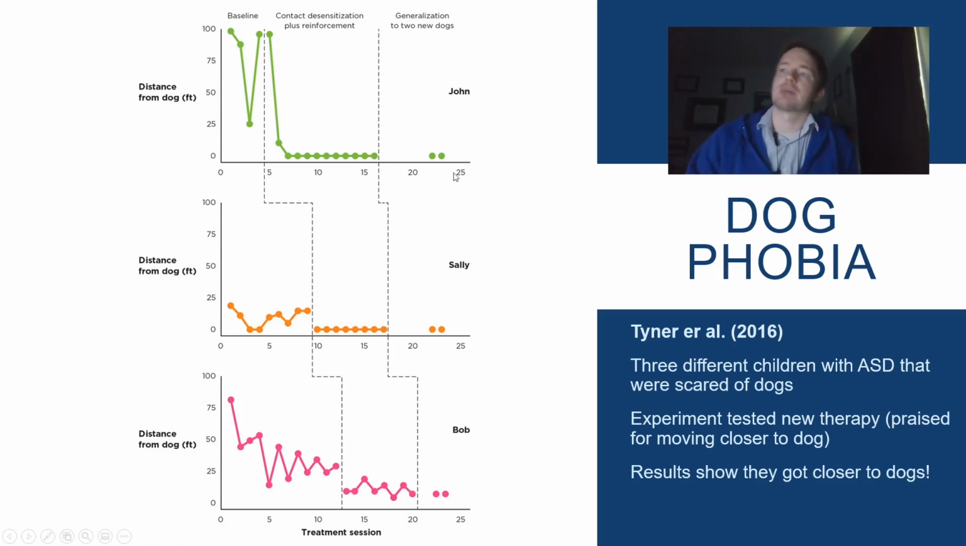And on the x-axis is how many days have gone by, with each day being a separate treatment session. So basically this was to test whether or not this new kind of treatment plan was going to have these children come closer to the dogs. Pretty simple, pretty straightforward. So let's look at what happens for this individual right here, whose code name is John.